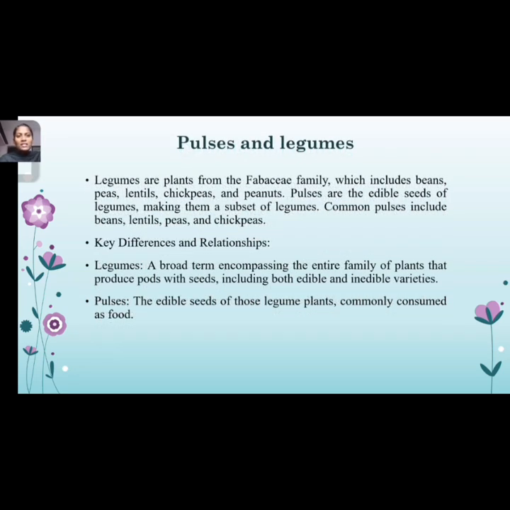Now, pulses and legumes. Legumes are plants from the family Fabaceae, which includes beans, peas, lentils, chickpeas, and peanuts. Pulses are the edible seeds of legumes, a subset of legumes. Common pulses are beans, lentils, peas, and chickpeas. What is the key difference between pulses and legumes? Legumes are the entire family of plants that produce pods with seeds, including both edible and inedible varieties. But pulses are the edible seeds of those legume plants commonly consumed as food.